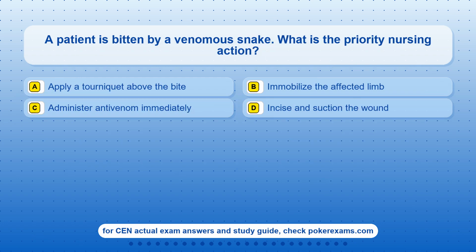Question 7. A patient is bitten by a venomous snake. What is the priority nursing action? Option A, apply a tourniquet above the bite. Option B, immobilize the affected limb. Option C, administer antivenom immediately. Option D, incise and suction the wound.